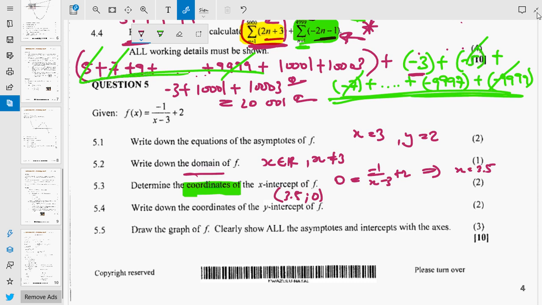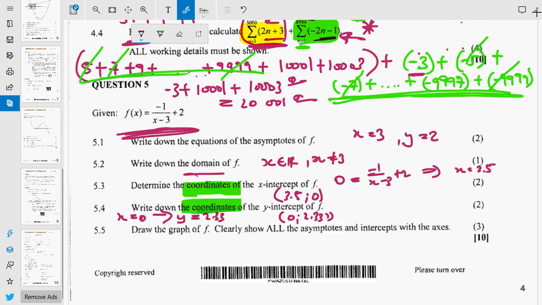For the coordinate of the y-intercept, now there x is equal to 0. So you're just going to come to this equation and substitute x equal to 0, and you're going to find your y to be 2.33. Read the question. They want the coordinate, so you must give them the coordinate. So the coordinate is (0, 2.33). It's no good leaving your answer like this because you're not answering the question.